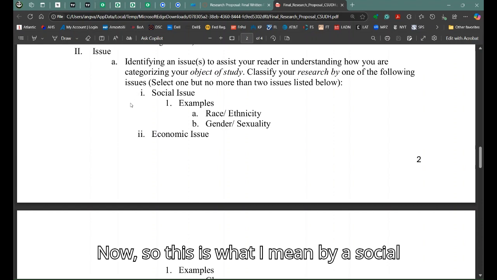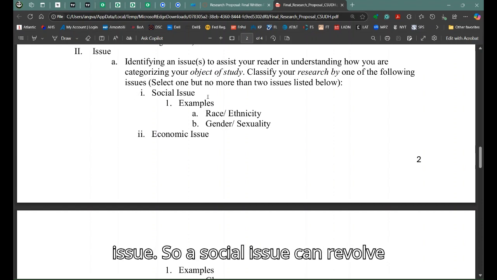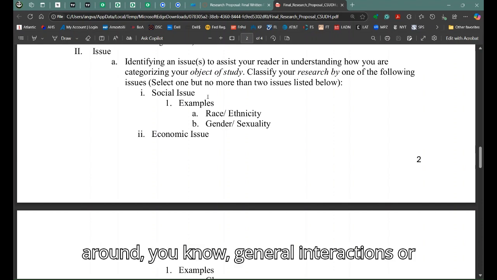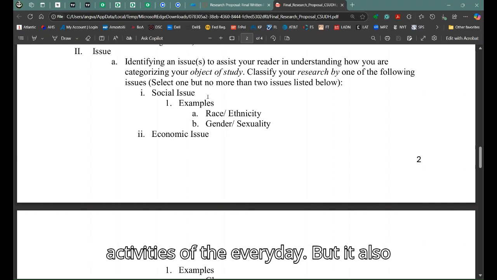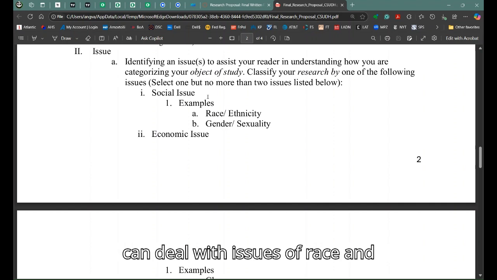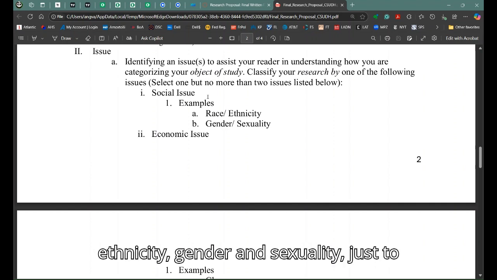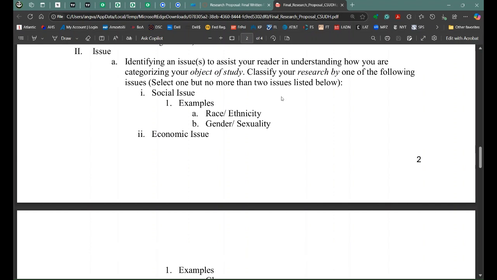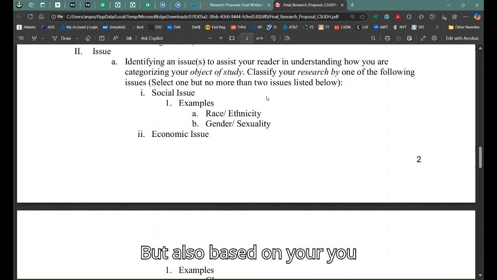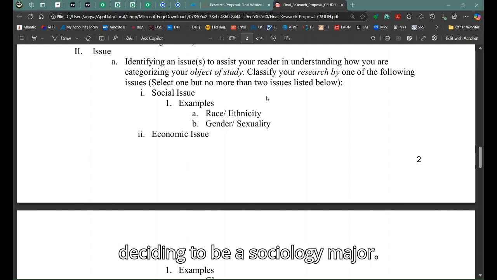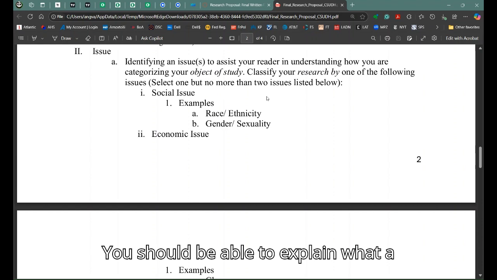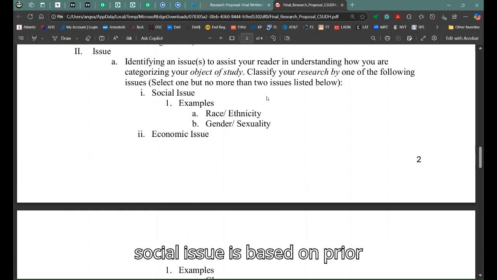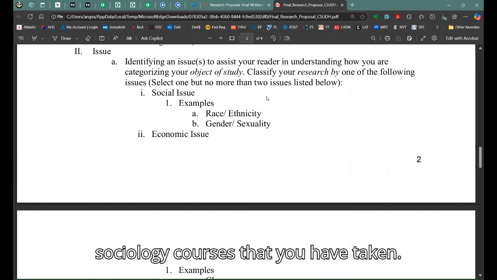This is what I mean by a social issue. A social issue can revolve around general interactions or activities of the everyday, but it can also deal with issues of race and ethnicity, gender and sexuality, just to give you examples. But also, based on you deciding to be a sociology major, you should be able to explain what a social issue is based on prior sociology courses that you have taken.